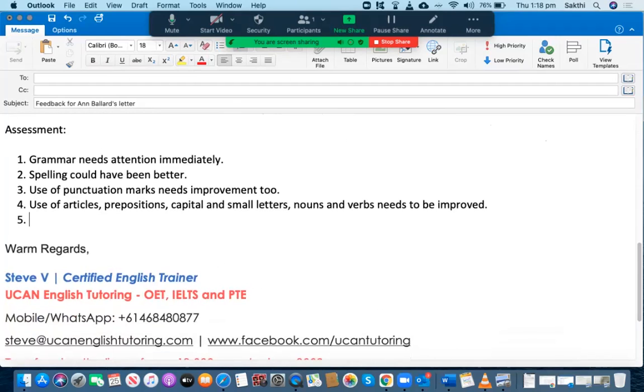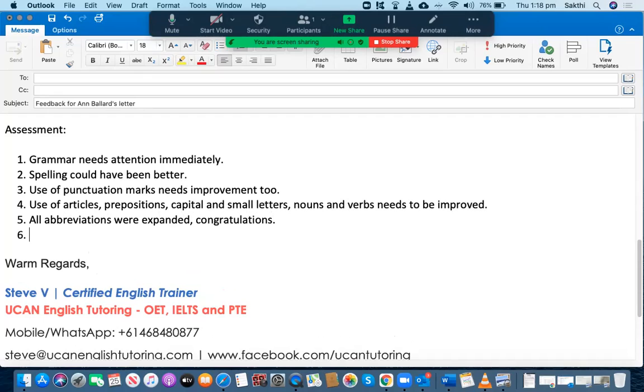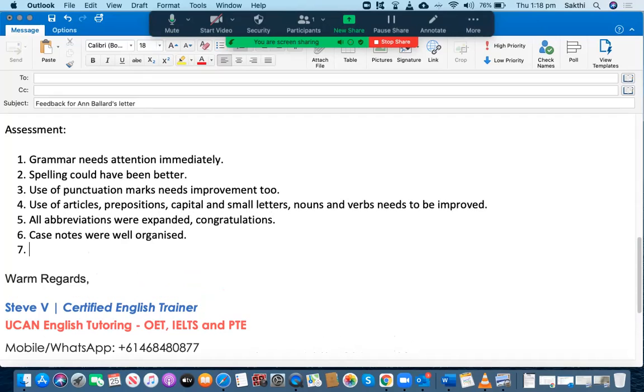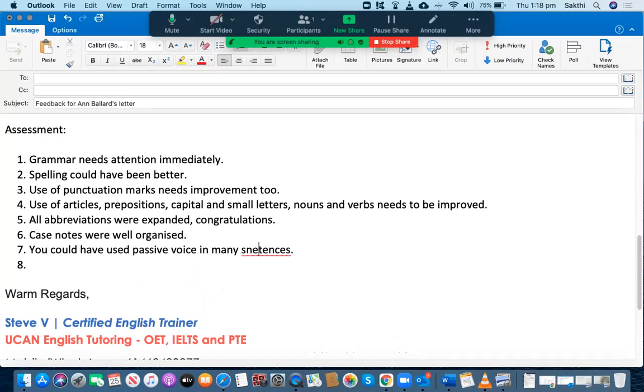All right. All abbreviations were expanded. I'm happy with that. Congratulations. That's a good thing. Case notes were well organized. That's good as well. You could have used passive voice in many sentences, but you haven't done. You could have used a passive voice structure instead of writing down the active voice. Okay, that's the next one. Spelling, use of abbreviations, that's all right.